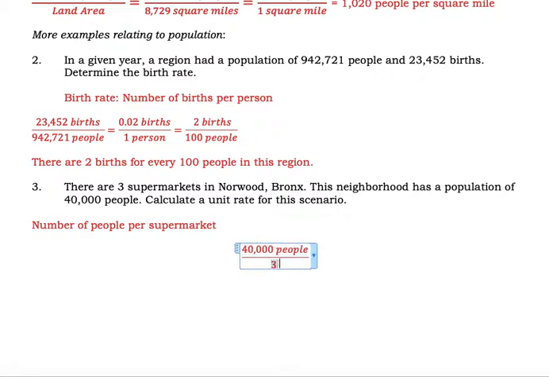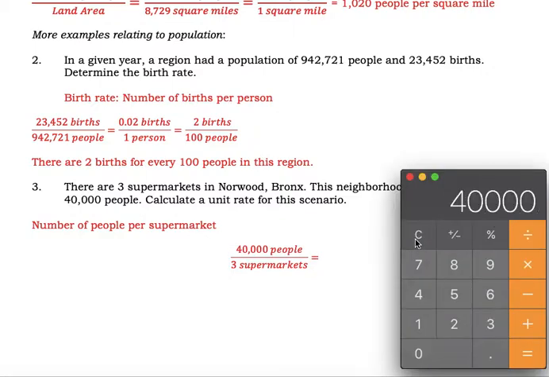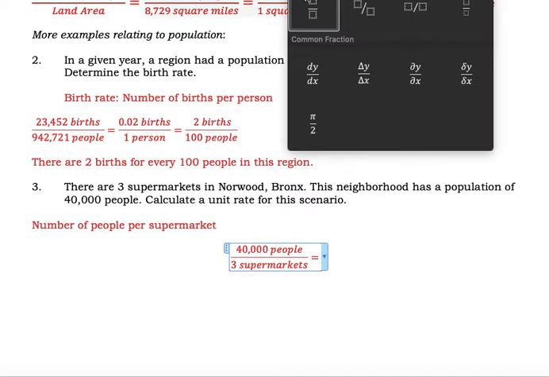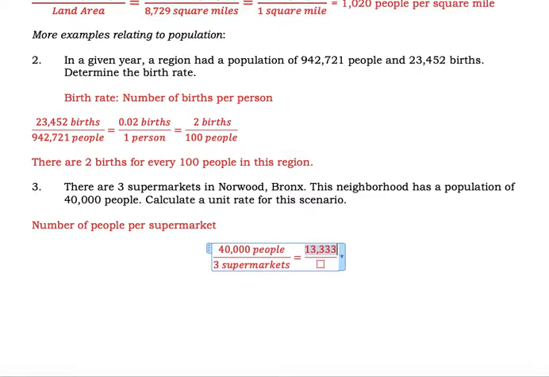40,000 people by 3 supermarkets. When you divide 40,000 by 3, you get a long decimal. Again, I'm not going to use a decimal portion because I'm talking about people here. And I'm not going to round up because this decimal portion would not create one full person. So I'm going to leave it as 13,333 people for one supermarket.